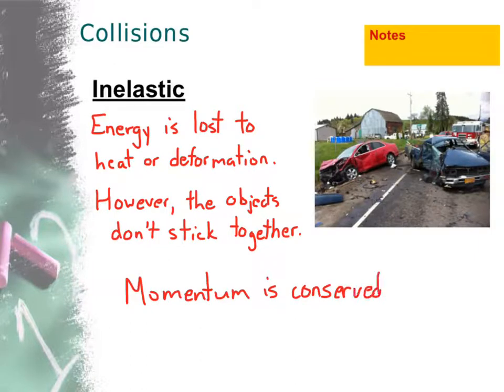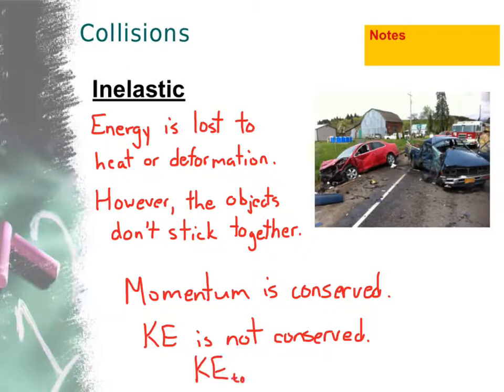So in an inelastic collision, momentum is conserved, but kinetic energy is not conserved. And just like our completely inelastic case, the kinetic energy before the collision is greater than the kinetic energy after the collision. Okay, so what we're going to do when we meet next is start working with these 3 types of collisions.